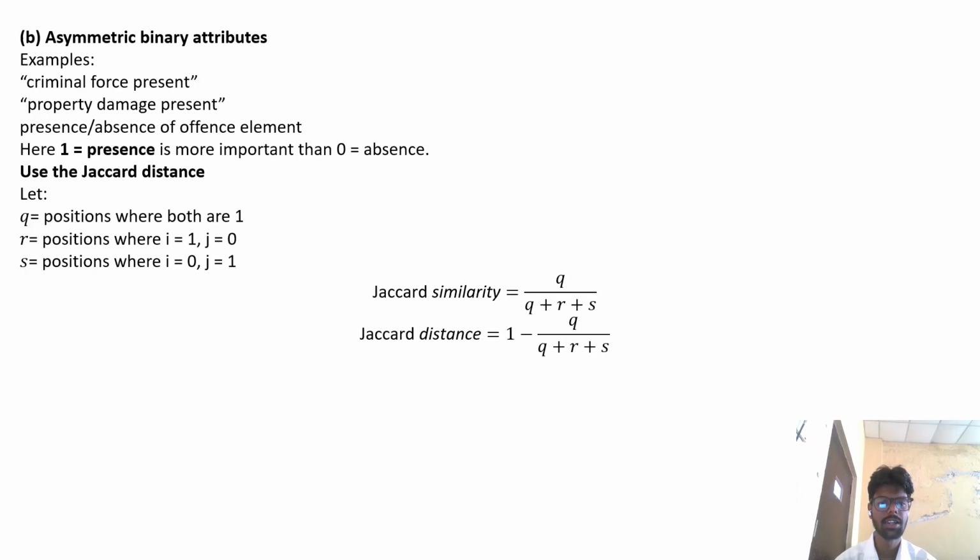Part B, asymmetric binary attributes. Example: criminal force present, property damage present, that is, presence and absence of offense element. Here 1 equals presence and 0 is absence. Use Jaccard distance. Let Q be the number of positions where both are 1, R be the positions where i is 1 and j is 0, and S be the positions where i is 0 and j is 1. Jaccard similarity is Q divided by Q plus R plus S, and Jaccard distance is 1 minus Q divided by Q plus R plus S.